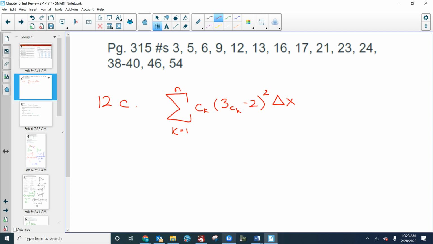What is k representing? Not quite. From k equals 1 to n. N was always the number of rectangles, right? These are rectangles. N is the number of rectangles. So k equals 1 tells you you're in the first rectangle. K equals 5, you're in the fifth rectangle.